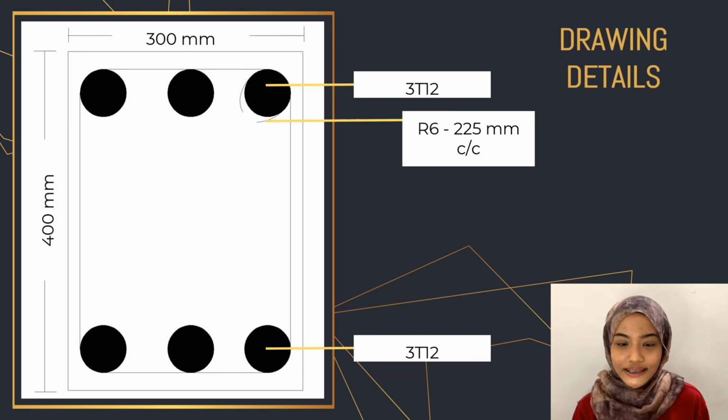Here are the drawing details for the chosen column C69. The reinforcement bar is designed to be 3 at the top as well as at the bottom, and the link is R6 at 225 mm center to center.